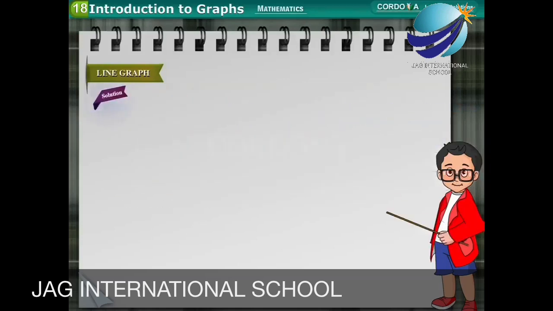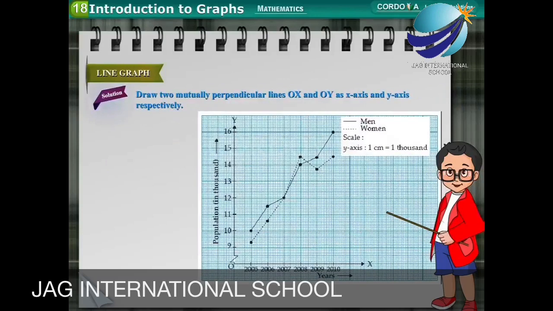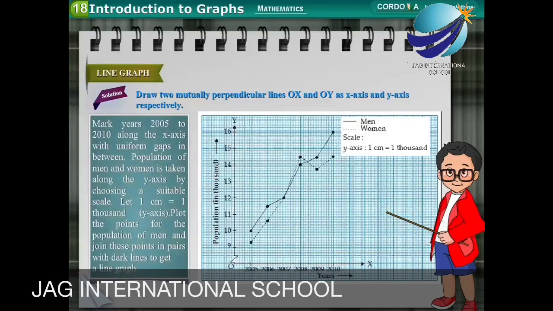Solution. Draw two mutually perpendicular lines, OX and OY, as x-axis and y-axis respectively. Mark years 2005 to 2010 along the x-axis with uniform gaps in between. Population of men and women is taken along the y-axis by choosing a suitable scale. Let 1 centimeter be equal to 1000 on the y-axis.